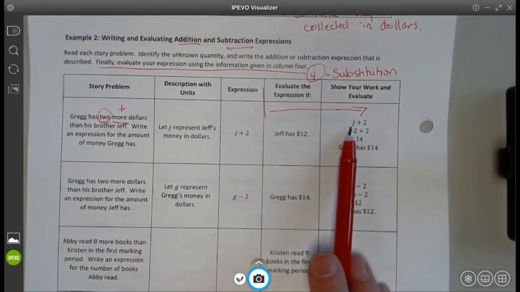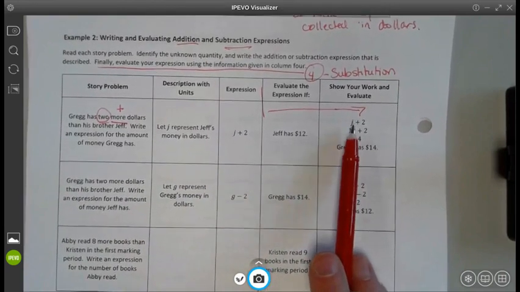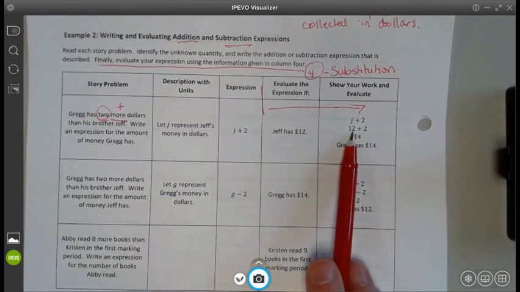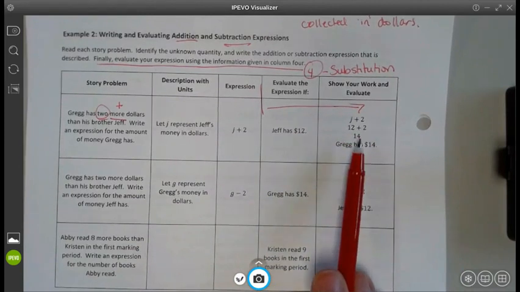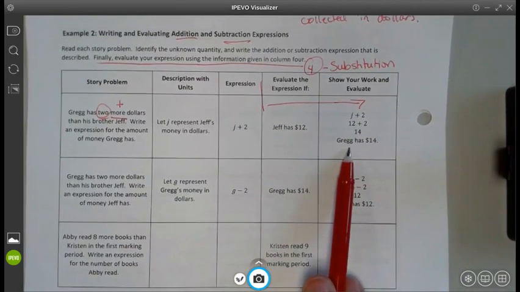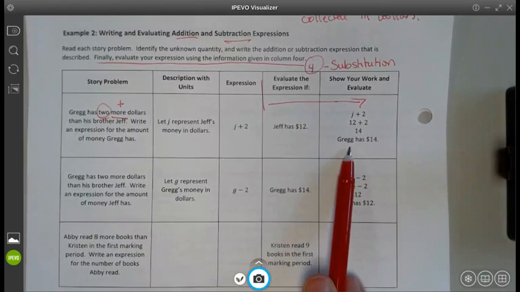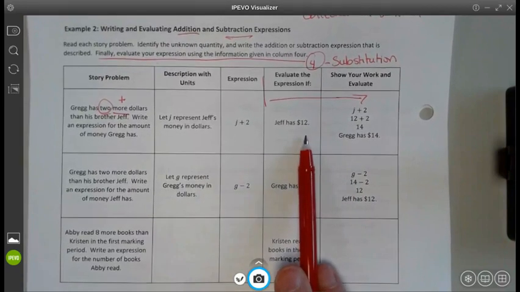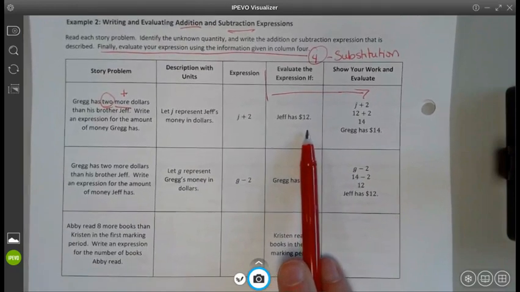So we take our expression, J plus 2, and substitute the value of Jeff's money, which is $12, in for J. 12 plus 2 gives 14. That means Greg ultimately has $14. So we have to play by whatever they tell us here, play by these rules. We have to put in this amount, okay? We're not going to make up our own amount.